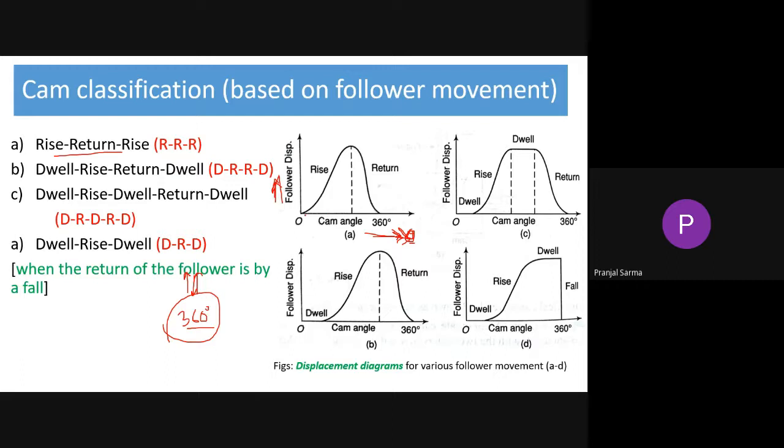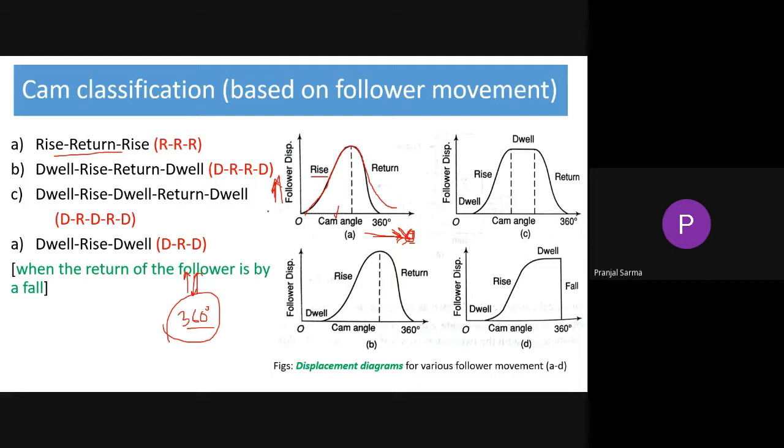So the first stroke we are talking about is the rise stroke. That is just going up. So this is rise. Then suddenly we have the return stroke, and that is going down. So this is the rise-return R type. Next we can have dual, rise, return, dual, D.